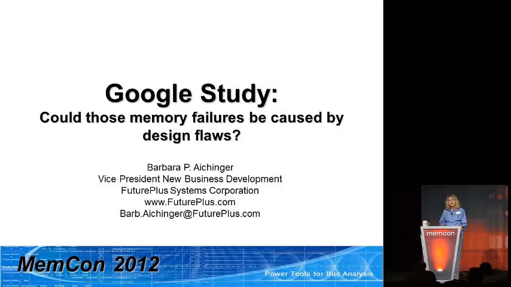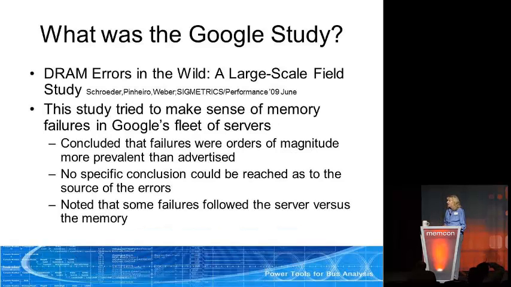So first of all, let's take a look at what was the Google study. Well, it was a pretty famous paper, at least in our circles, when it comes to memory analysis. It was called DRAM Errors in the Wild, a Large-Scale Field Study. And basically what Google tried to do was they tried to make sense of all the failures that they found in their fleet of servers.